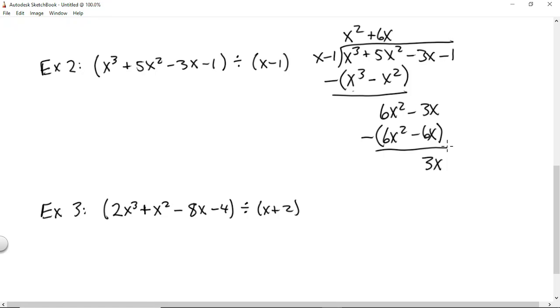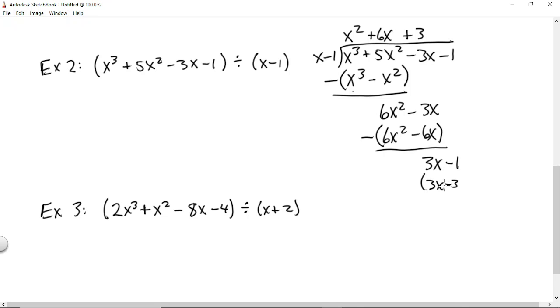So we bring down negative 1. And we say, how many times does this x minus 1 go into that? Specifically, we're really just looking at the x, and it's 3. So we write plus 3. We multiply it. 3 times x minus 1 is 3x minus 3.